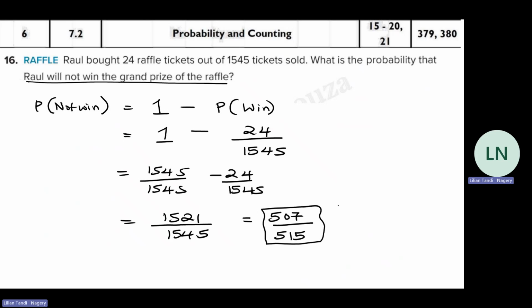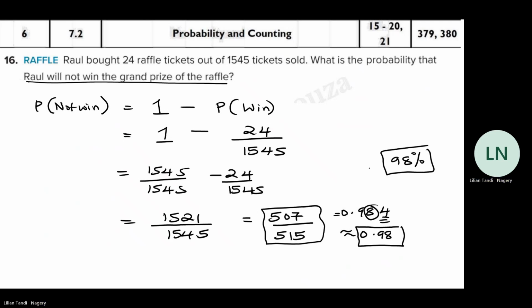Change it to decimal, you should get 0.984. Round to the nearest hundredth. You're not adding, so approximately 98 hundredths. And then change it to percent. 98%. Okay?